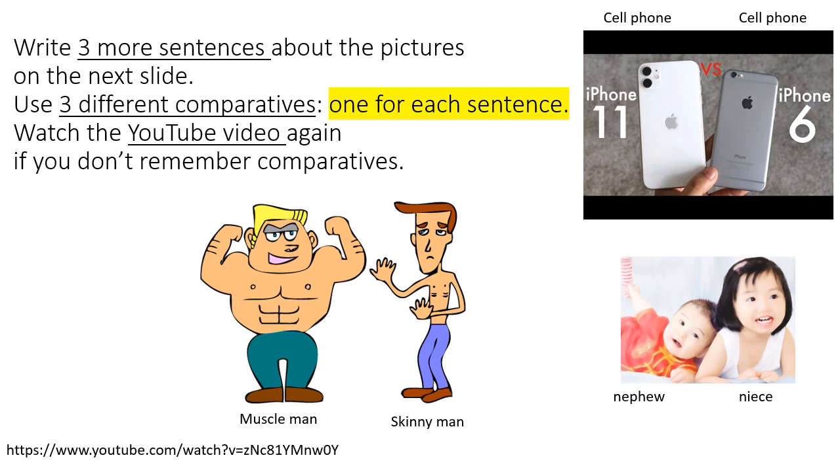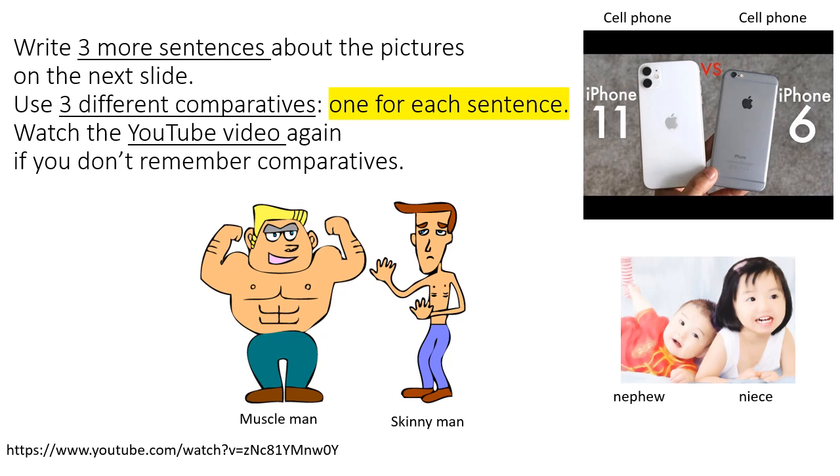After that, you will write 3 more sentences about the pictures on the next slide. So you will use 3 different comparatives, one for each sentence. If you don't remember what comparatives are, you can click on the link below and watch the YouTube video again.